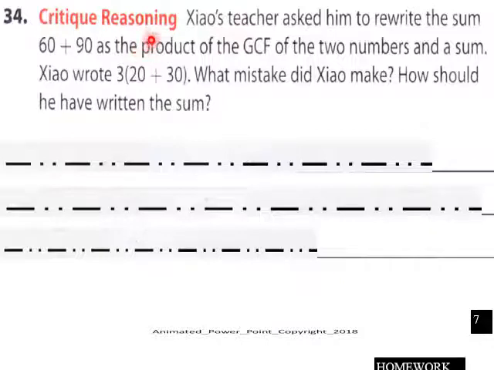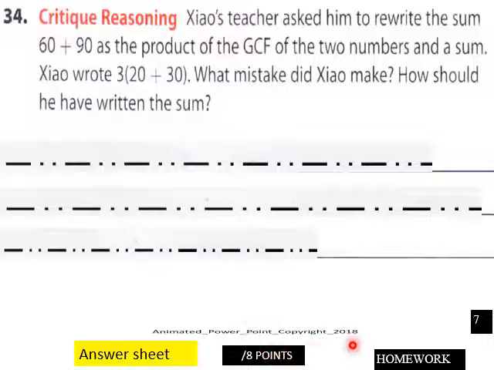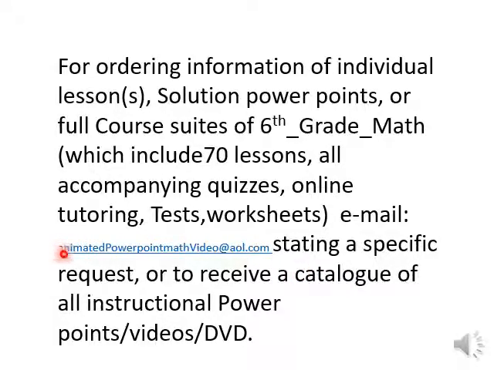Page 7, critique reasoning. Zhao's teacher asked him to rewrite the sum 60 plus 90 as a product of the GCF of the two numbers and a sum. Zhao wrote 3 times 20 plus 30. What mistake did Zhao make? How should he have written the sum? And that will be worth 8 points to you down here. Full sentences, students. 8 points on page 7. And that's your homework for today.